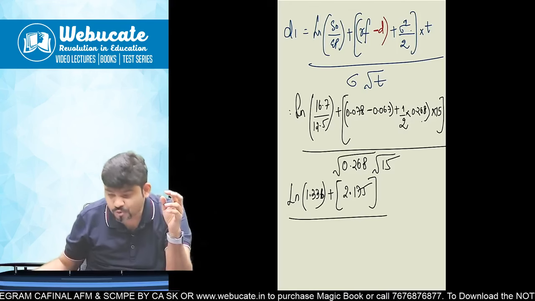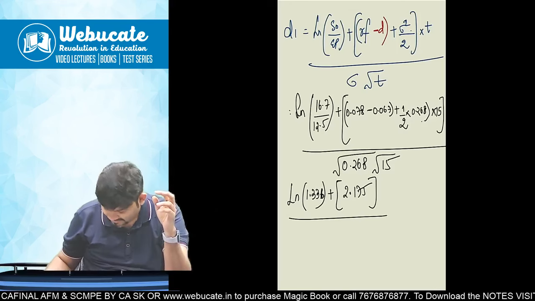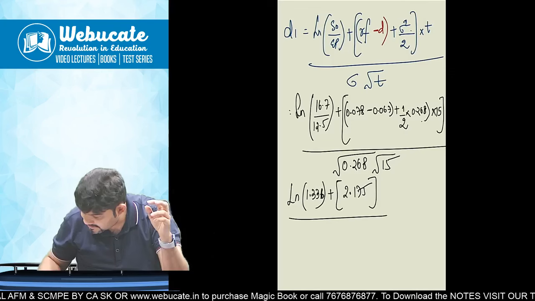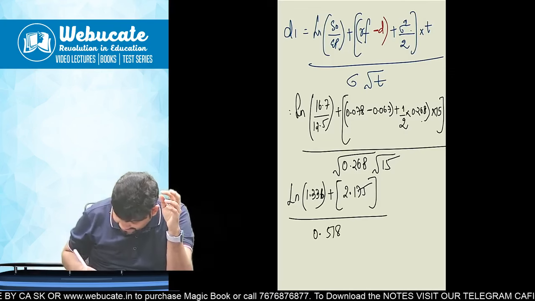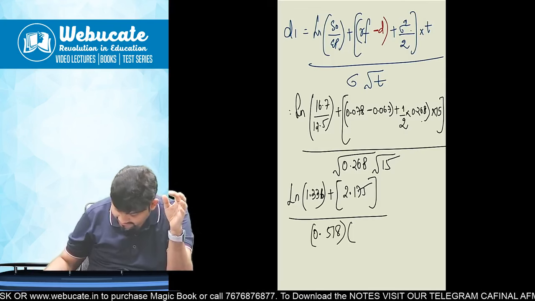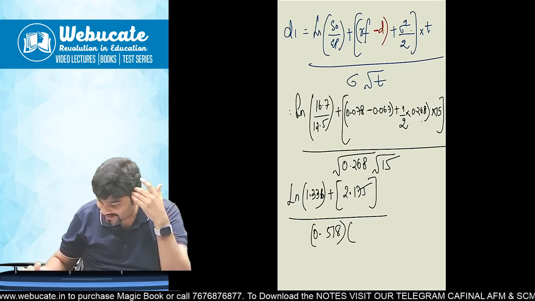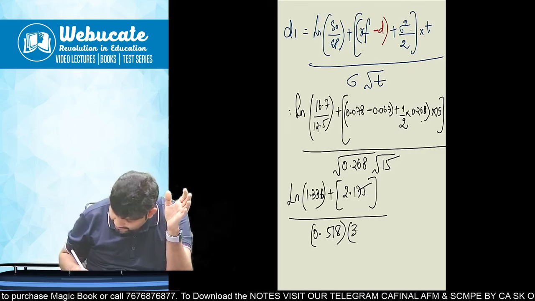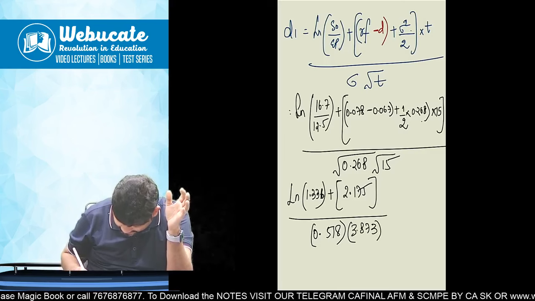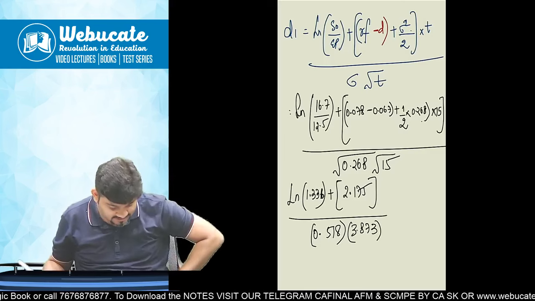We'll have to do the root sigma root t. So 0.268 root is 0.518. See, there could be calculation errors. My mind is also tired. So you please keep on guiding me. Moni, are you there? 3.873.